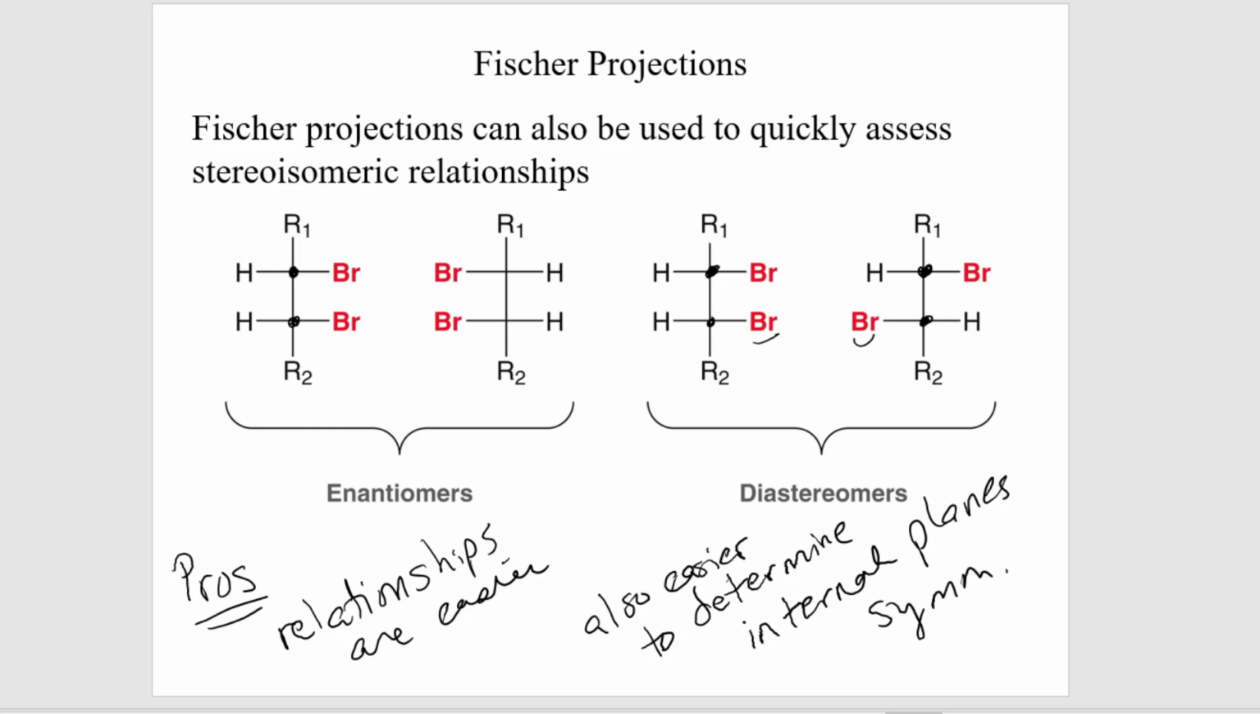And I can give you some examples of that. Let's say we had R1 was the same as R1. You could see that if R1 is the same as R1, there is an internal plane of symmetry right down the center. Everything on the top is perfectly reflected on the bottom.